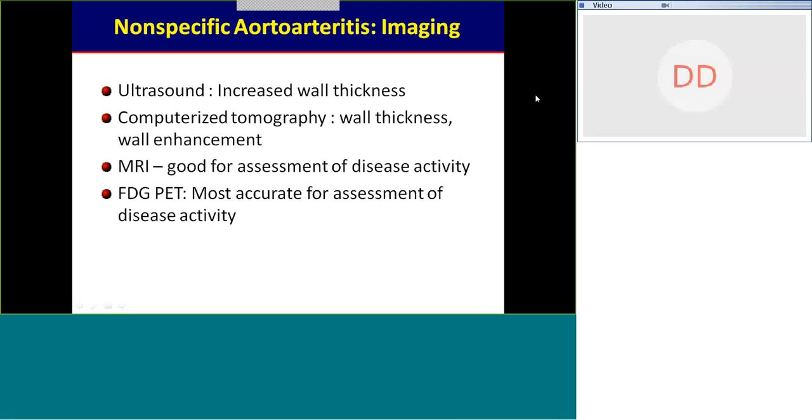So sometimes just to get an idea of what is going on, you can do a CT and look at the wall thickness. In some of the active cases, you can actually see wall enhancement. And when we talk of activity, I think MRI and FDG PET are two very, very important tests, specifically FDG PET, which is supposed to be very, very accurate for assessment of disease activity. Now, why I talk of activity, I will let you know when we talk of management. Because if you can pick it up during the active phase, then maybe there is some specific treatment that you can give and prevent the progression of disease to a chronic phase.